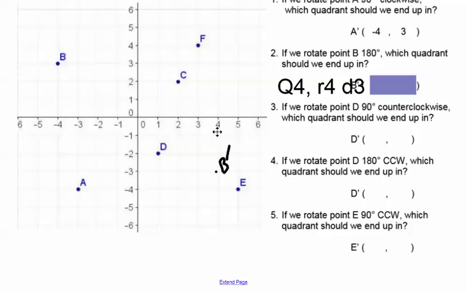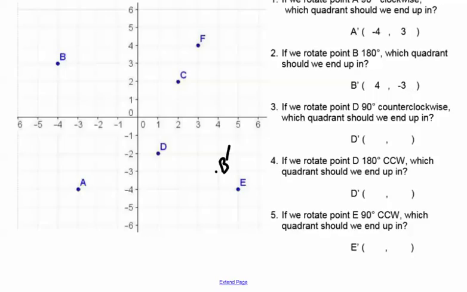All right, so what is that point? Well, right 4 means X is positive, and then if we go down, your Y is going to be negative. So our new point would be, for B prime, 4, negative 3.